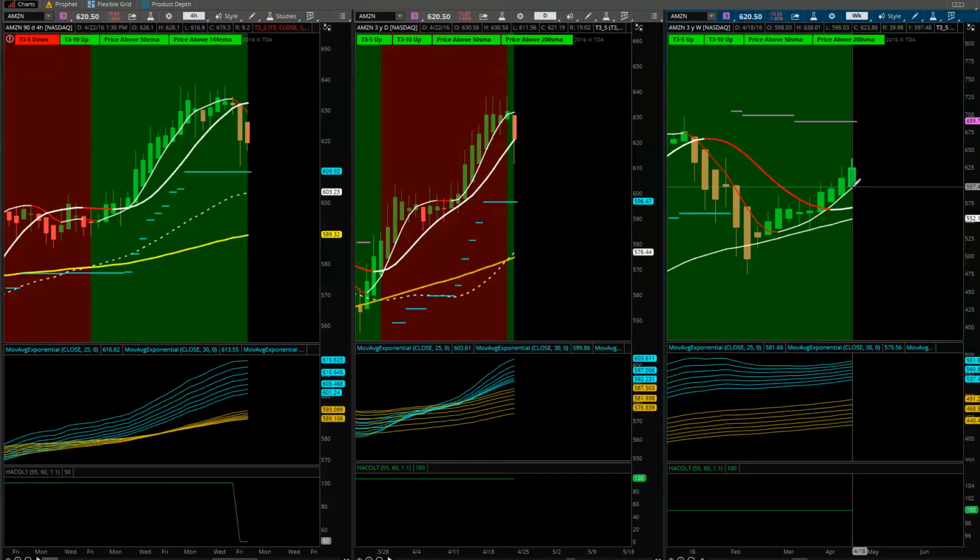Looking at the daily, knowing that it is a pullback, it will follow through on the 4-hour chart, which will move a little bit faster than the daily and show confirmation to the upside. And so reading across the board, Amazon has a bullish momentum bias right now.